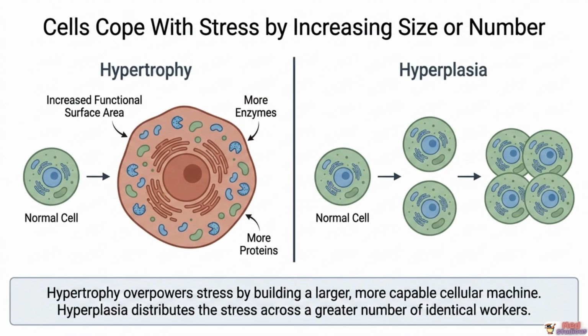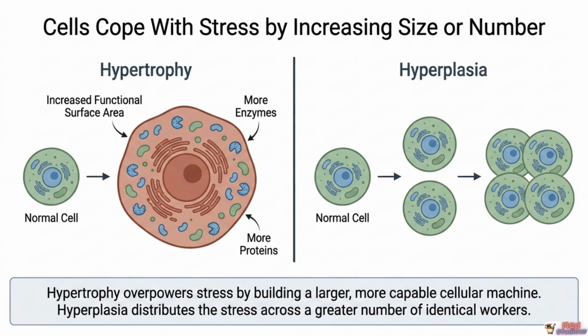When a cell faces increased demand, it has two fundamental strategies available, and understanding the difference between them is essential. The first strategy is hypertrophy. The cell increases its own individual size. It produces more enzymes to catalyze reactions faster, more structural and contractile proteins to do more mechanical work, and expands its overall functional surface area so that more biochemical reactions can occur simultaneously. The cell essentially upgrades itself from a compact car into a high-performance machine. Same vehicle, massively more powerful.